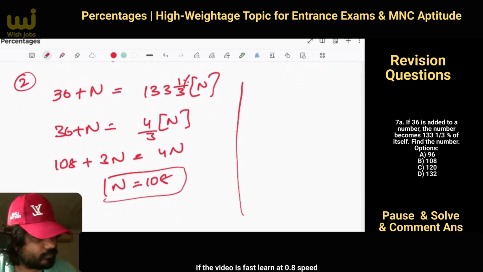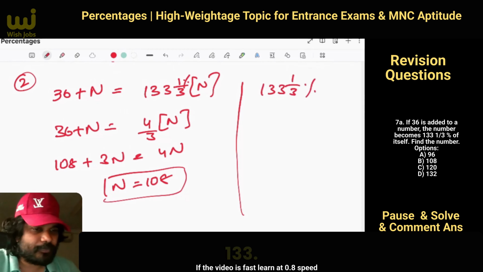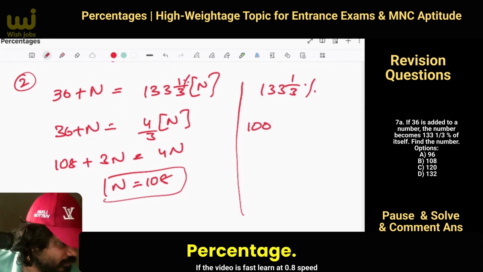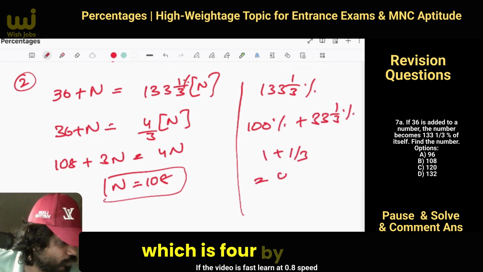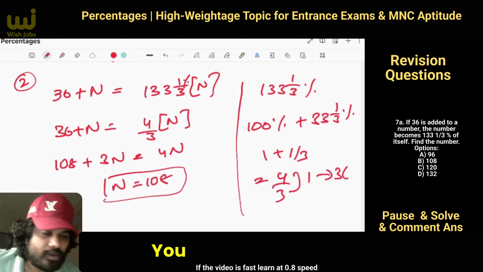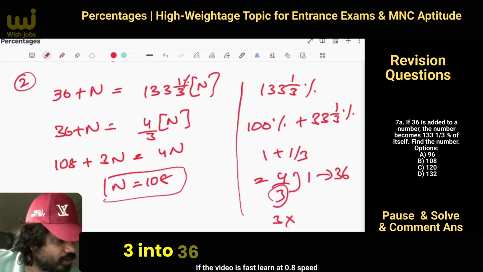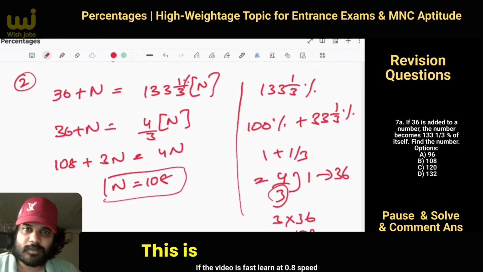First of all, whenever you have percentage, just convert that into fraction. 133 1 by 3 percentage is 100 percentage plus 33 1 by 3 percentage, which is 1 plus 1 by 3, that is 4 by 3. When 36 is added, the difference is 36. So 1 becomes 36, and you need to find the original number. Original number is 3, so 3 into 36 will become 108. Clear? This is the 7th problem, right?